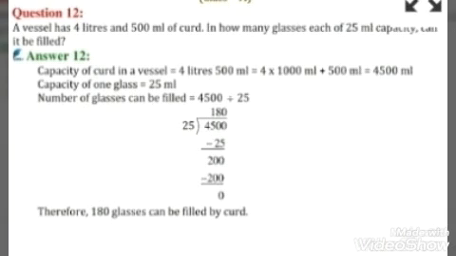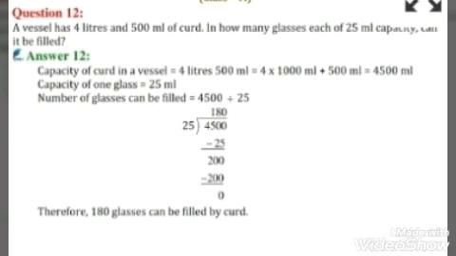A vessel has 4 liters and 500 ml of curd. In how many glasses each of 25 ml capacity can it be filled? What is given? Capacity of one glass is equal to 25 ml. Then capacity of curd in a vessel is 4 liters 500 ml. We know that 1 liter is equal to 1000 milliliter. Therefore 4 into 1000 equal to 4000 plus 500 equal to 4500 ml.